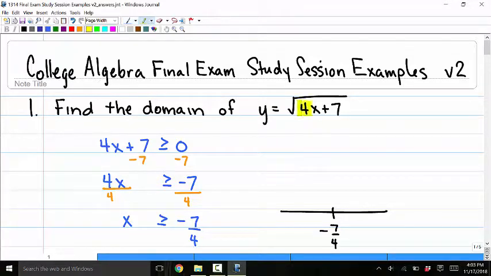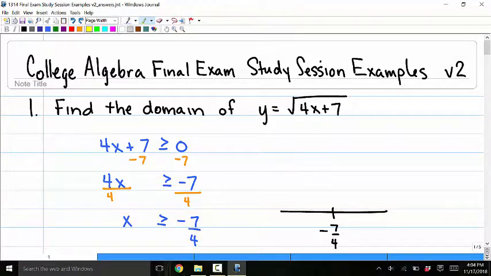You're going to take what's underneath the radical and set it greater than or equal to 0. When you do that, you need to get x by itself on the left. So first thing I'm going to do is subtract 7 from both sides. That leaves me with 4x greater than or equal to negative 7. To isolate the x, I need to divide both sides by 4. Since I'm dividing by a positive number, I do not do anything to the inequality, and I get x greater than or equal to negative 7/4.